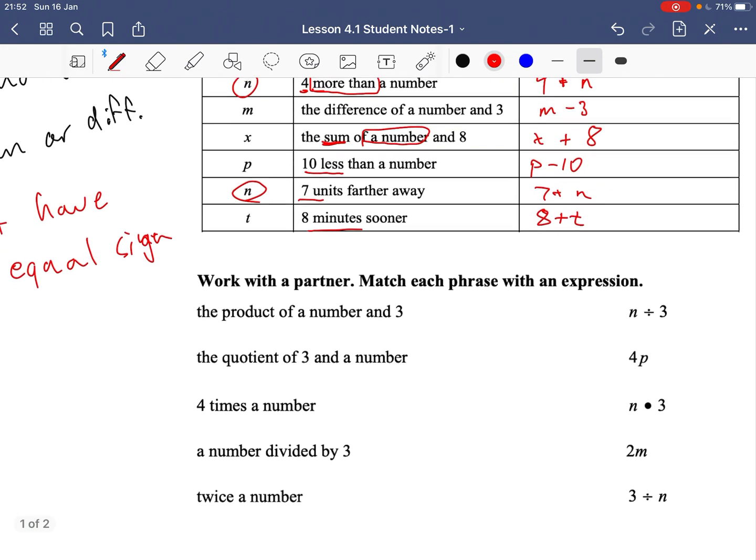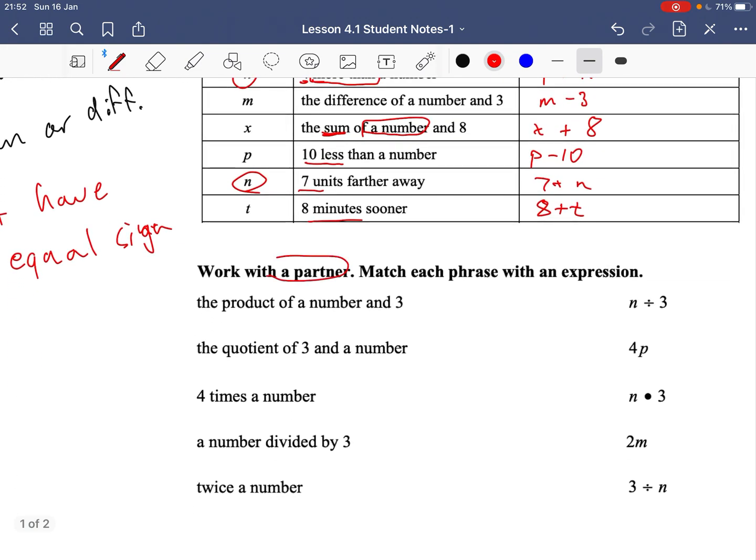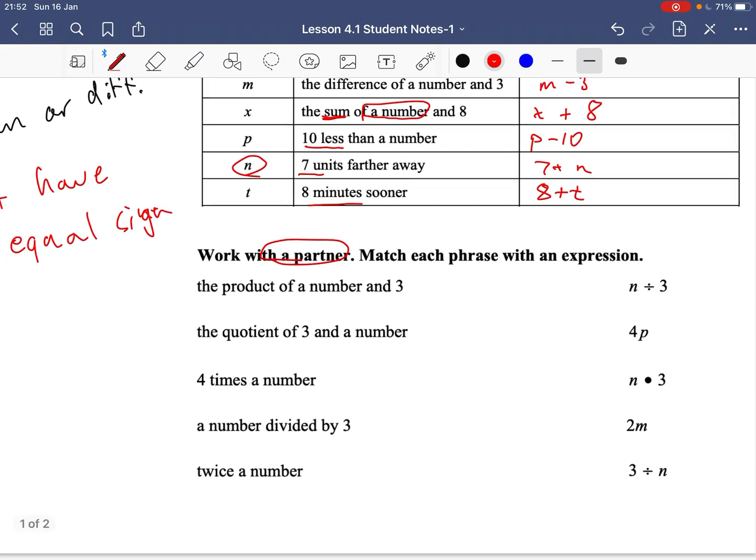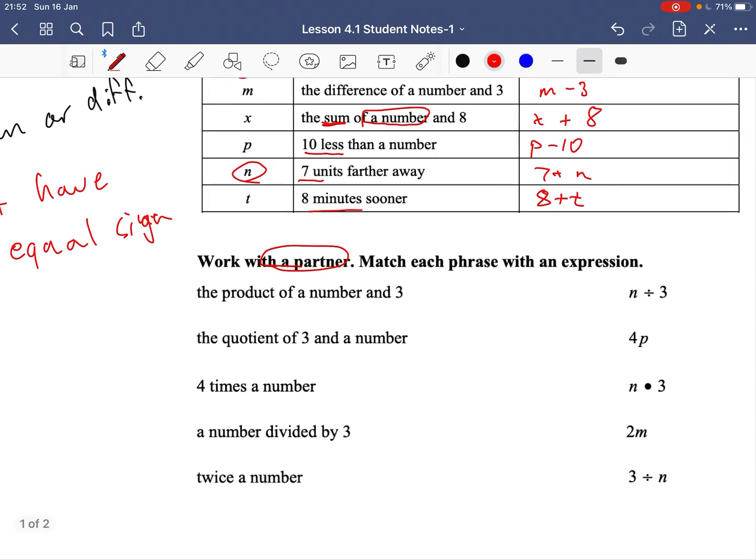All right, so now go ahead and match these. With a partner, obviously you are alone right now, so try to do these on your own. So the product of a number and 3. The quotient of 3 and a number. It actually would be the quotient of 3 and a number. The order matters here.